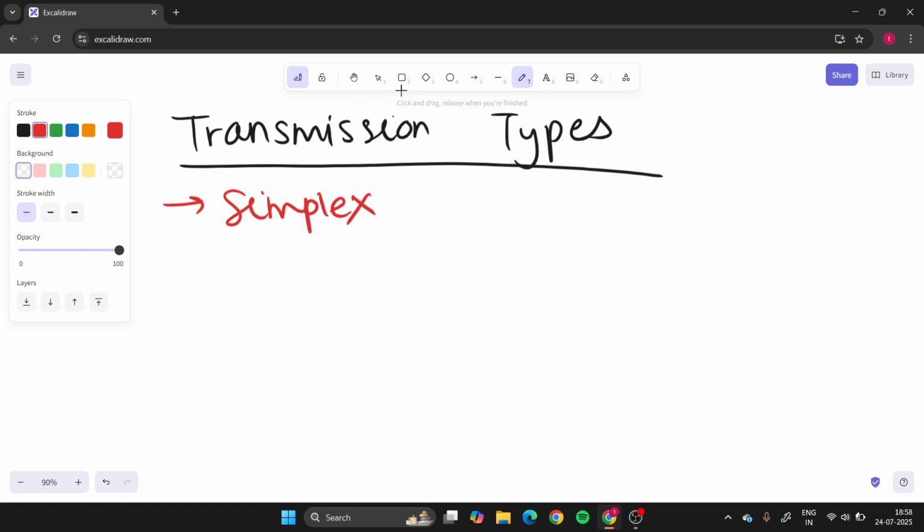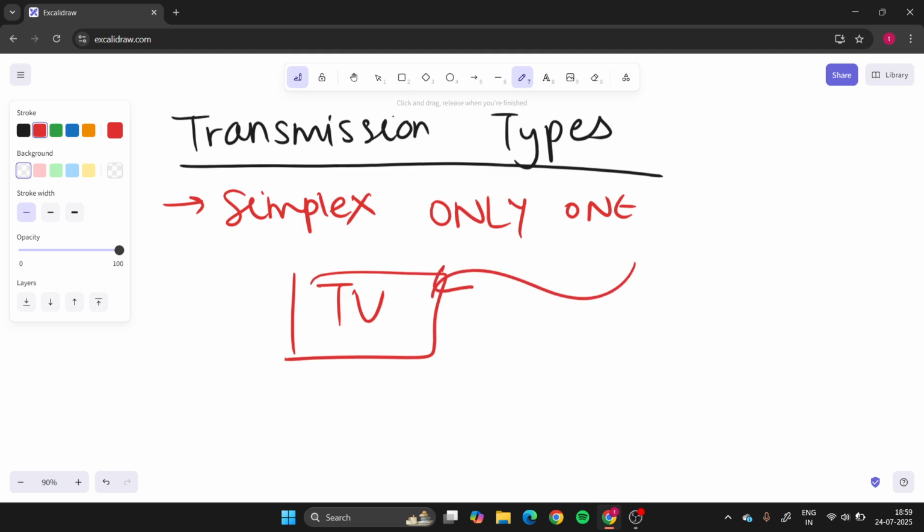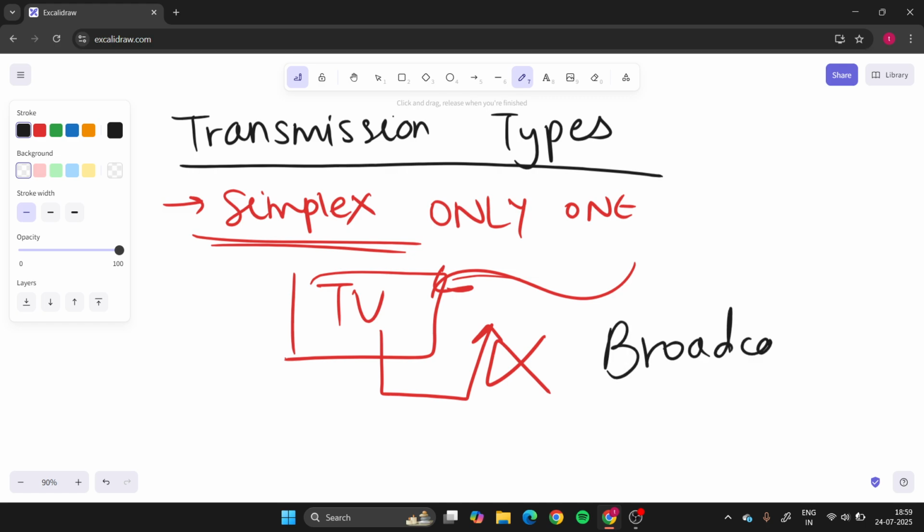First one, simplex transmission. What is it? Data is transmitted in only one direction. The receiver cannot send data back to the sender. Any famous example for this? I will tell you: TV. You watch TV, you get the information, but are you able to send anything back? No, you are not. So this is a type of simplex transmission. Only you are receiving data. You cannot send any data back. In broader terms, this is basically called broadcasting.